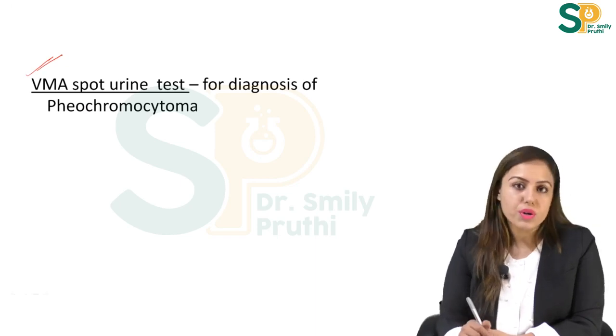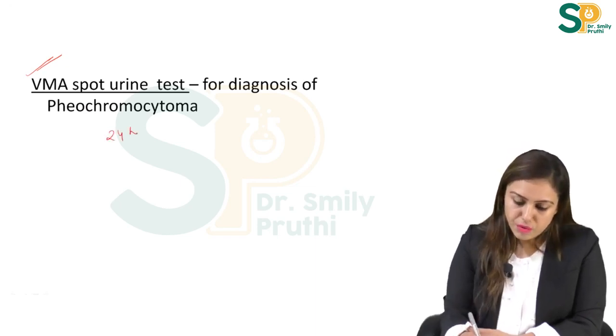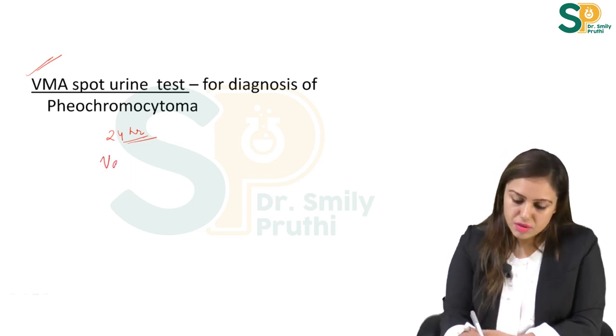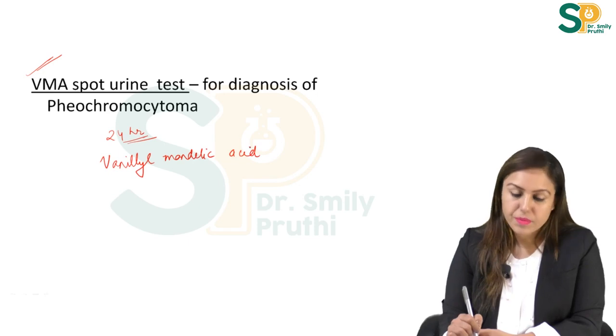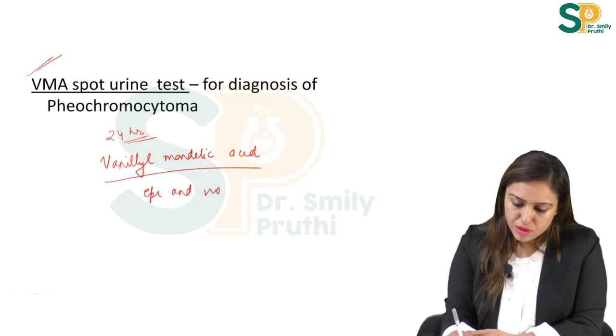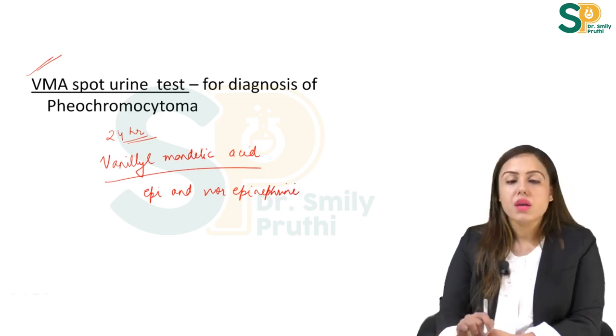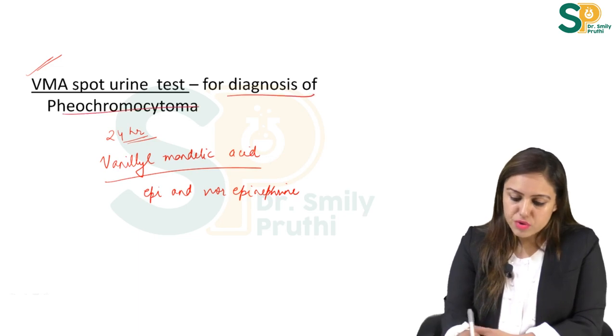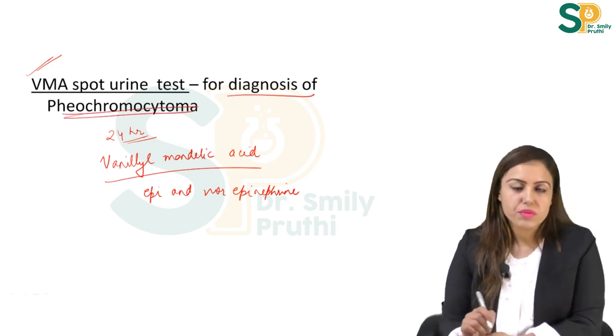Then next, coming to the VMA spot urine test. In a 24-hour urine sample, this VMA test is done. VMA stands for vanillyl mandelic acid, which is a catabolic end product of epinephrine and norepinephrine, and it is for the diagnosis of pheochromocytoma.